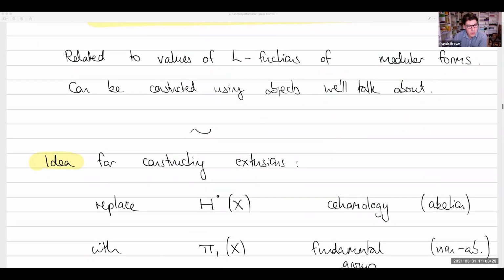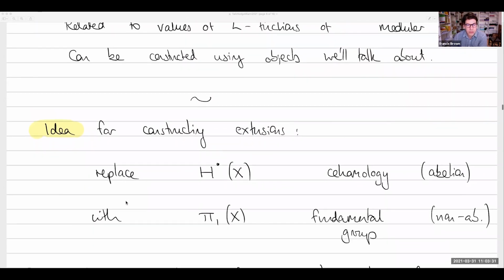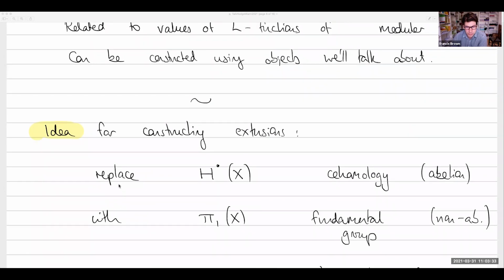Fine. So what is the idea for constructing extensions? Well, one way to say it is the following: instead of looking at the cohomology of X, our original variety, or varieties related to X, one should look at the fundamental group of X, or something related to the fundamental group. So this is the passage from the abelian world to the non-abelian world.